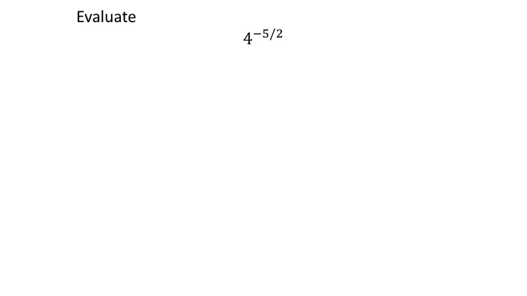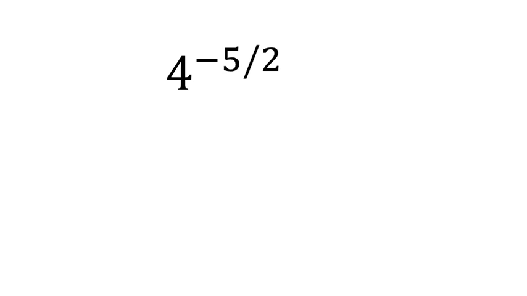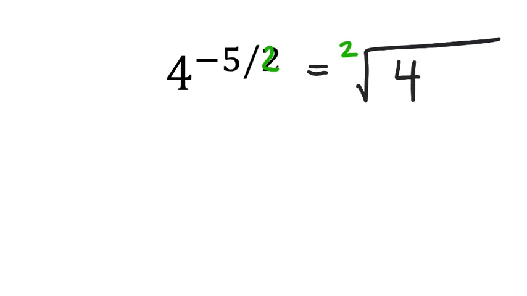Oh, I guess this one wants us to evaluate. All right. Don't worry about the negative. It's part of the numerator, by the way. If for some reason you wanted to, you could rewrite this as a radical, which has an index of 2. That's a square root, right? That's from the denominator there. Then that would be 4 to the power of that negative 5 numerator, right?